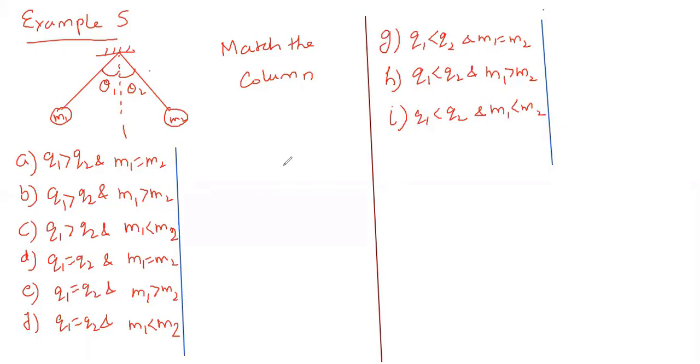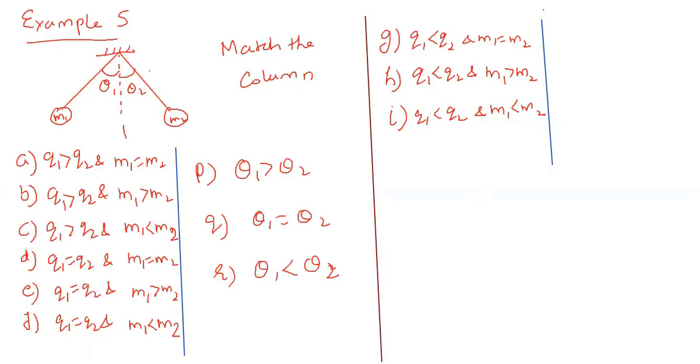Now in the right column, we are given only three cases. Let us name them. P: theta 1 is greater than theta 2. Q: theta 1 is equal to theta 2. And R: theta 1 is less than theta 2.